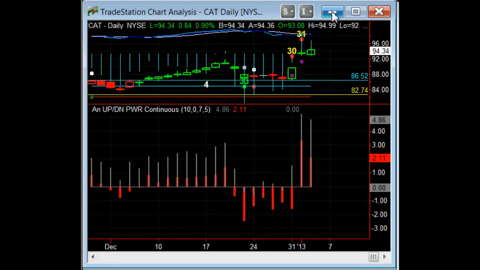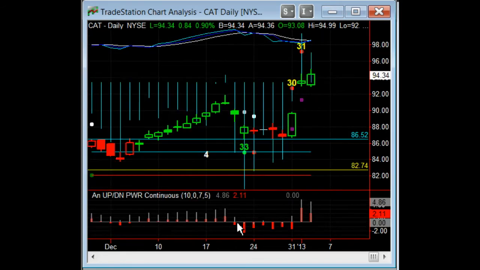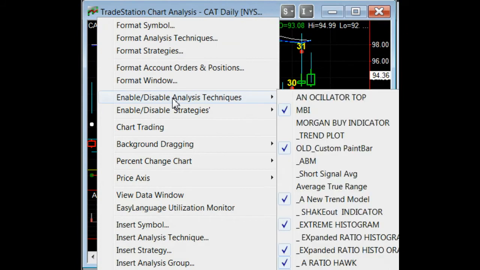So, let's pull this one back down. Now, I've gotten rid of all my other indicators. What do? Well, very easy. You just go back, you can right click, analysis.